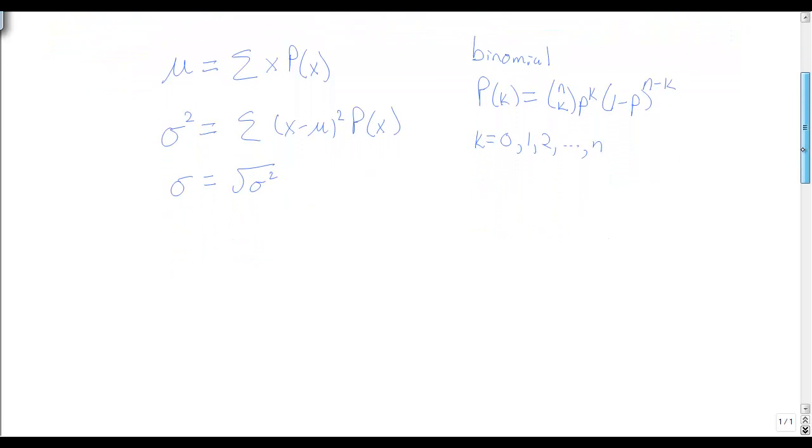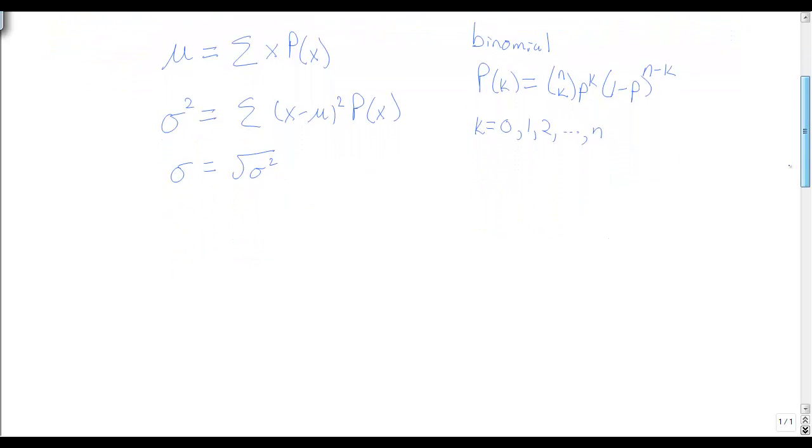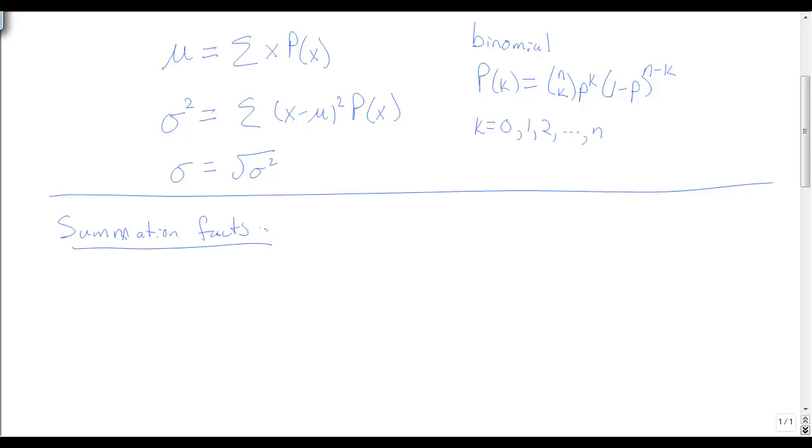A couple of facts that we'll need here. We'll probably have to do other videos to establish two of these. One of these we're going to assume that perhaps you've seen, you can probably look at in other places. But we're going to use some summation facts here. These are just equations that are true.